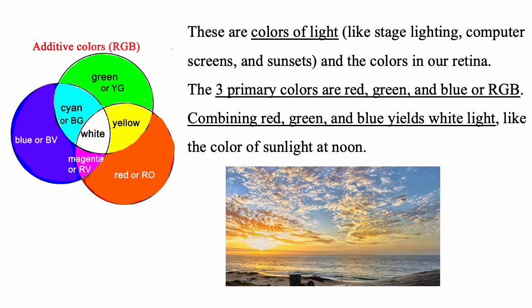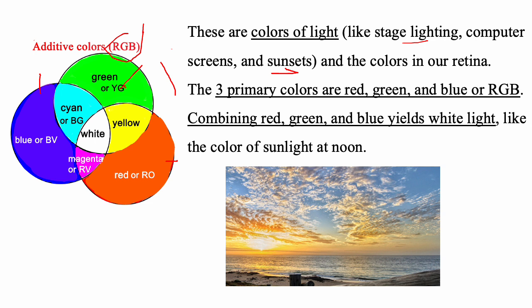Colors are either additive or subtractive. Additive colors refer to light rays added together, and they produce a lighter value because we're adding light, and it's relevant to stage lighting, computer screens, and sunsets. The three primary colors in the additive system are red, green, and blue, or RGB. The cones in our retina are also red, green, and blue because our eyes see light, not pigments or surfaces.